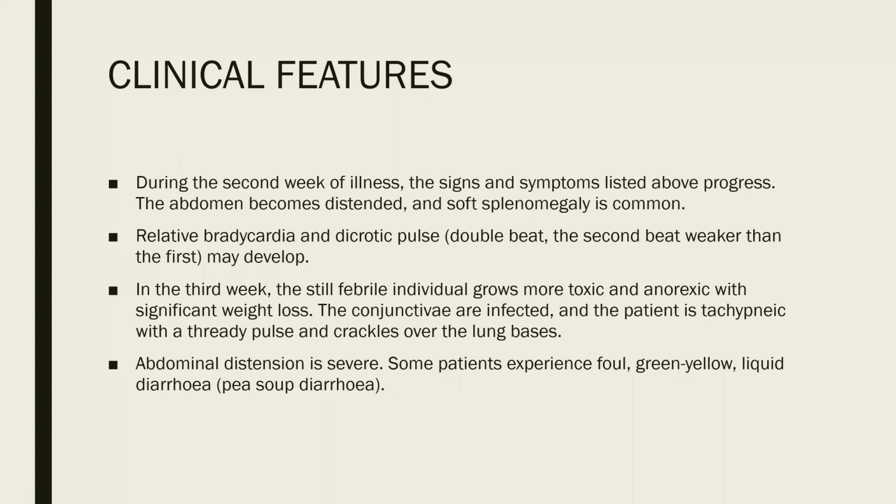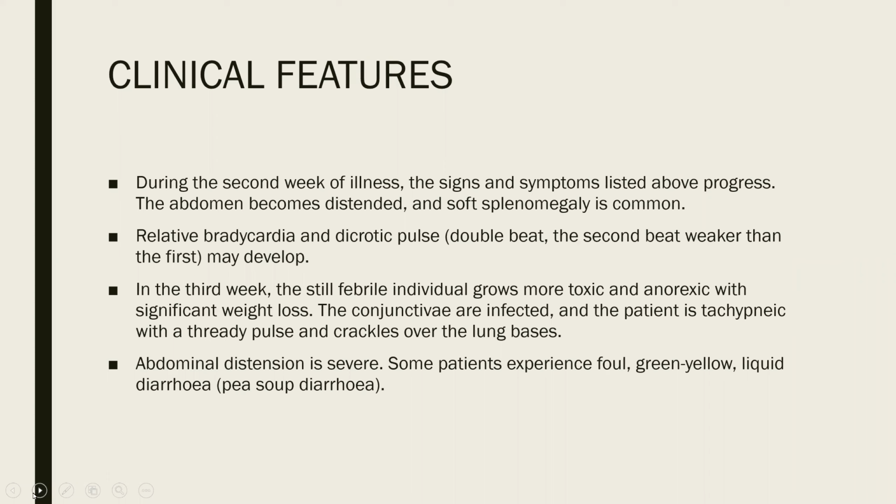Now, during the second week of the illness, some of the things that you might tend to see is that, as we said during the abdominal assessment, the abdomen is distended and there may be splenomegaly. This is important because the patient may have relative bradycardia in the presence of the high fever, the Faget sign. And then there may also be a dicrotic pulse if you assess the pulse. That's a double beat, but the first one is stronger than the second one.